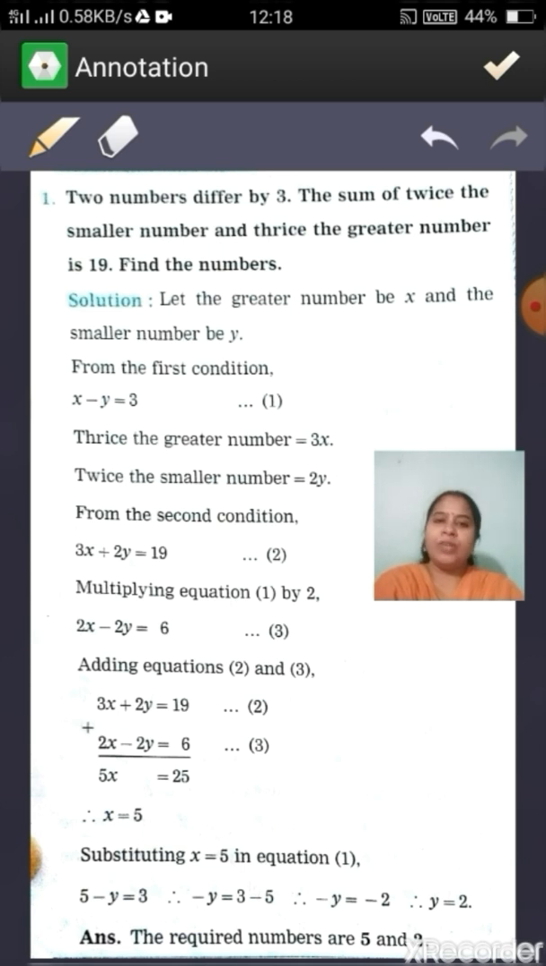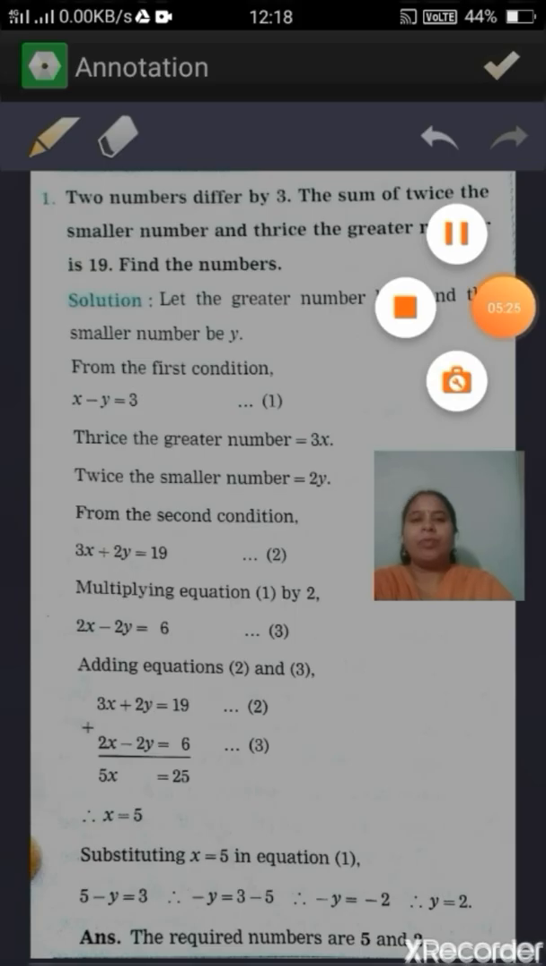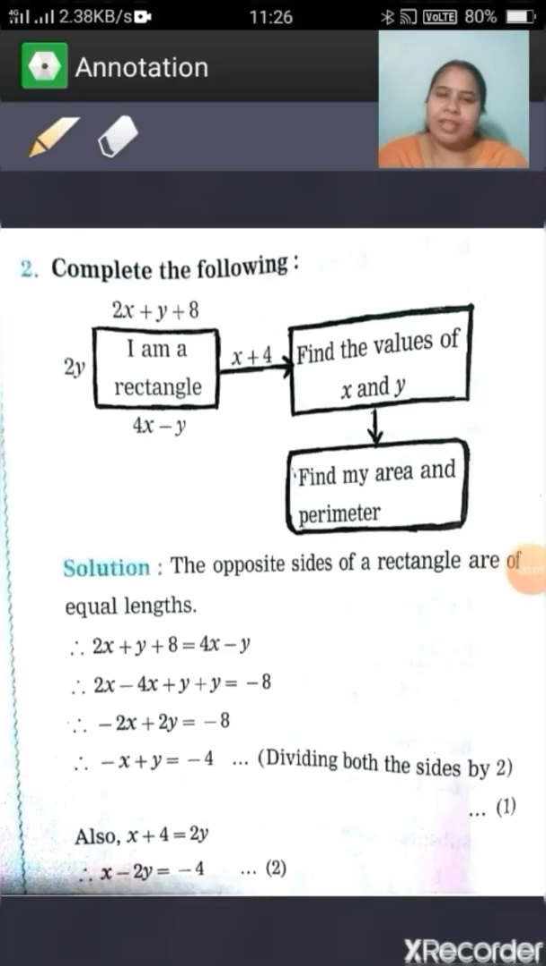I hope you have understood the first sum. Let us move to the second sum. The second sum is an activity question. As you can see, it's written as complete the following, and in the quadrilateral it's written that I am a rectangle. It means that the quadrilateral which is given to us is a rectangle.